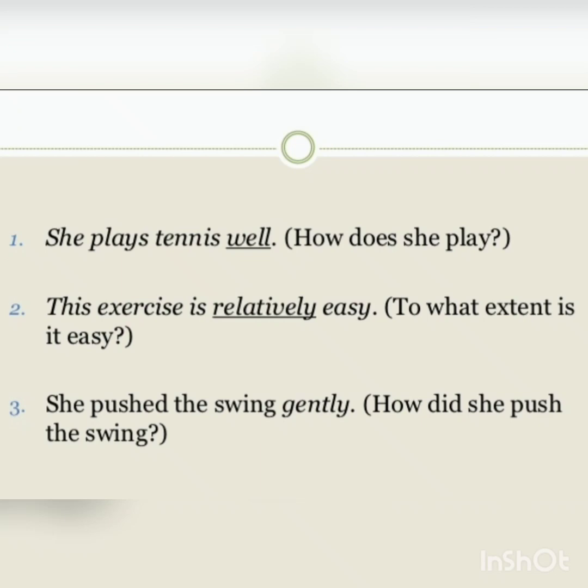She played tennis well. How does she play? This exercise is relatively easy. To what extent is it easy? She pushed the swing gently. How did she push the swing? These are the examples of adverbs.